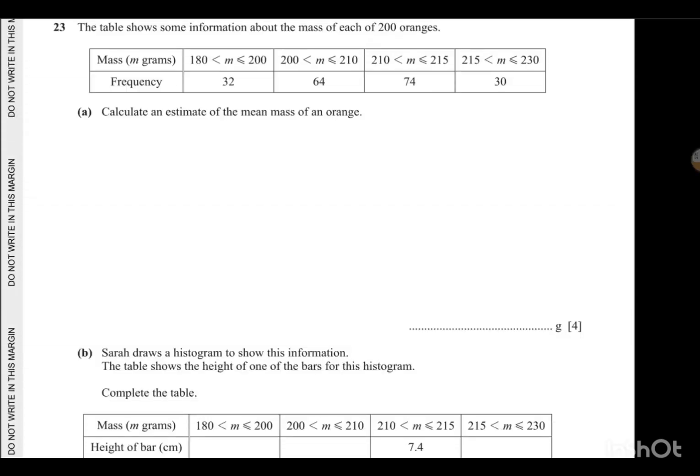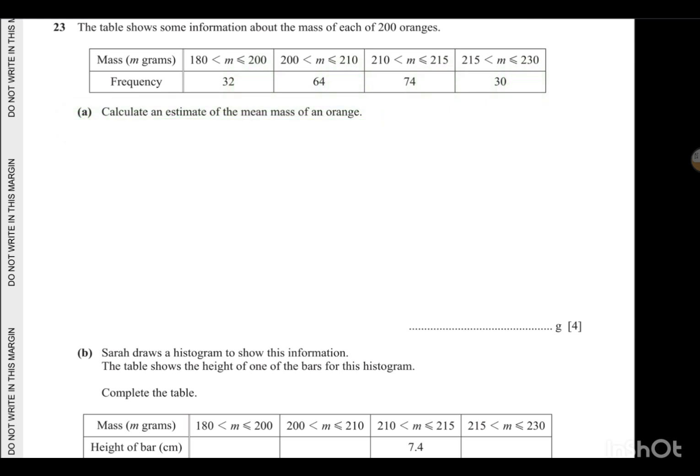Question number 23. The table shows some information about the mass of each of 200 oranges. Mass in grams, frequency: 180 to 200, 200 to 210, 210 to 215, 215 to 230. These are the class intervals, and the frequencies are given: 32, 64, 74 and 30. Question A. Calculate an estimate of mean mass of an orange.